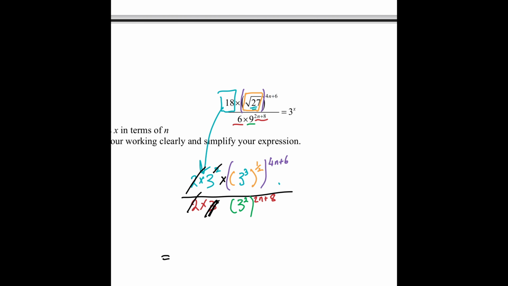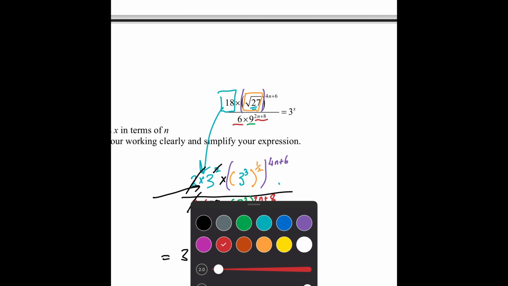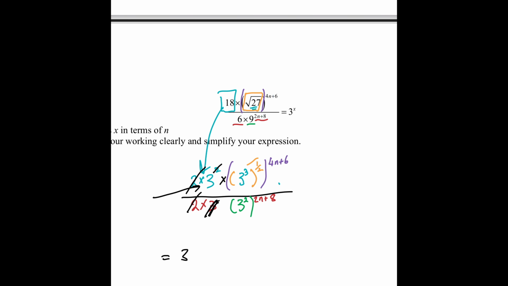So where are we now? On my new line of working, I'll keep that 3. I'll write that first. Now the orange bracket, when you've got 2 powers like this, you can just multiply them. So this can be 3 to the power of 3 halves. And then we've got the purple power on the outside, 4n plus 6.